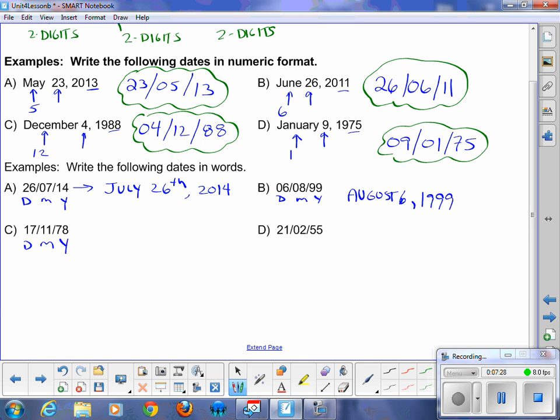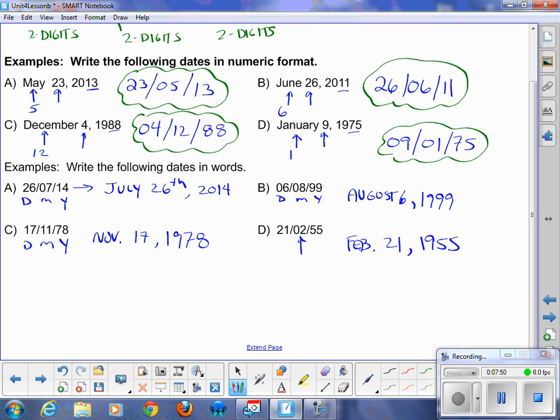So 11th would be November. November 17th, 1978. And finally, the last one here, the 2nd month would put us into February, the 21st of 1955. So some grandparent dates there.